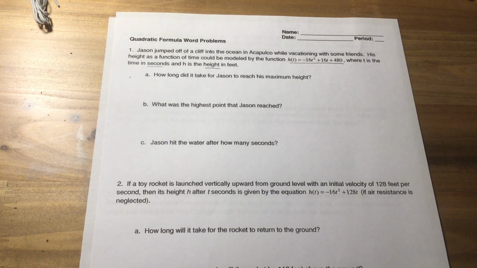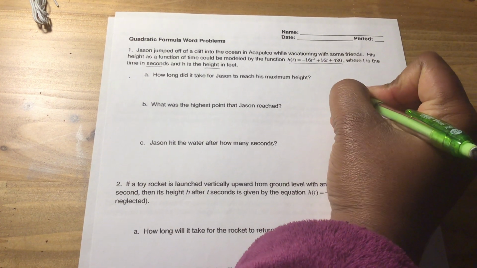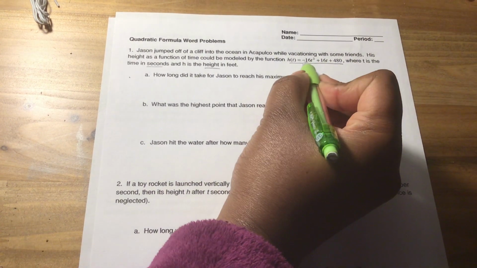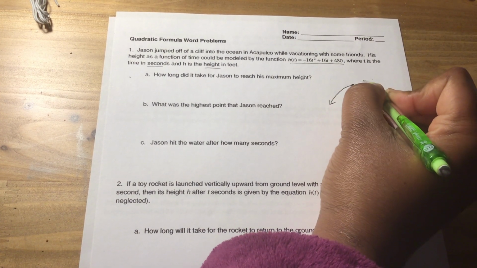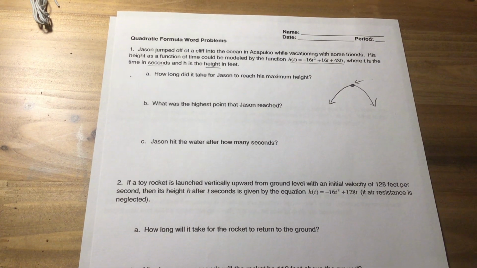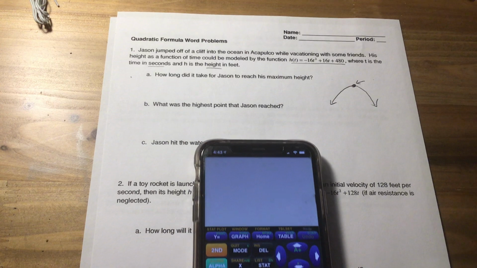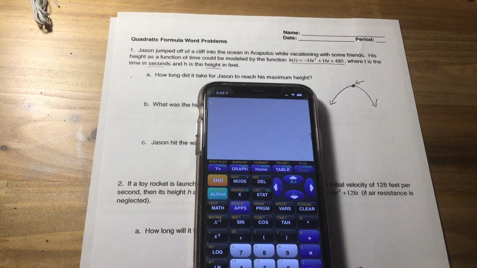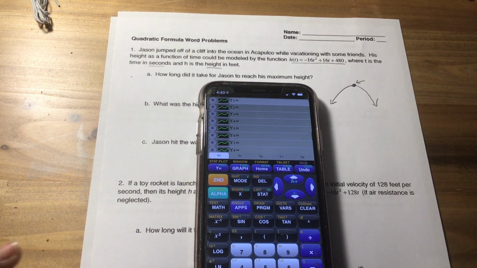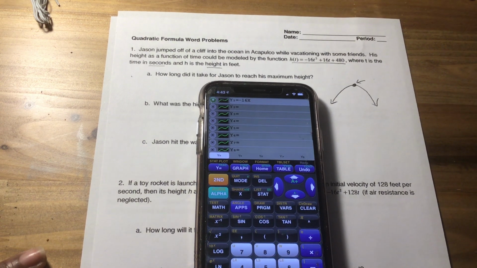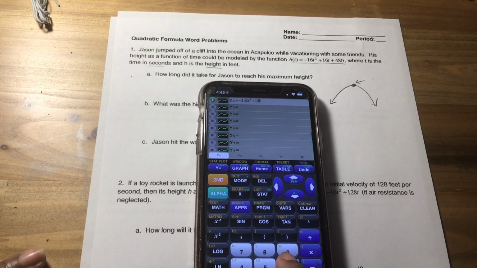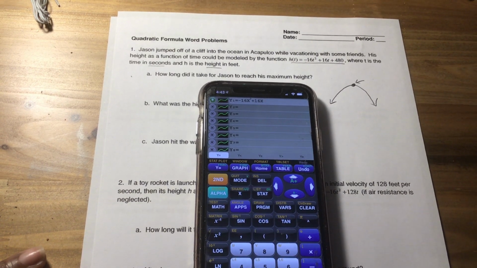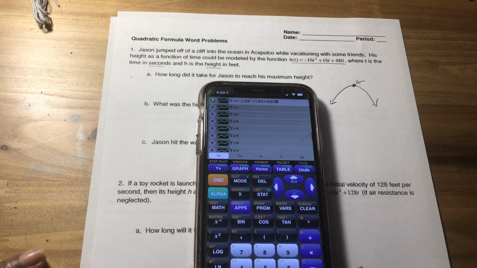So your maximum height in this parabola, this is again a downward parabola because a is a negative number. We're looking for this value right here. Okay, this is the value that we're looking for. So we're going to use our calculator, and my calculator happens to be on my phone. You're going to go to y equals, and you're going to type this in. So this is negative 16 x squared plus 16 x plus 480, okay?